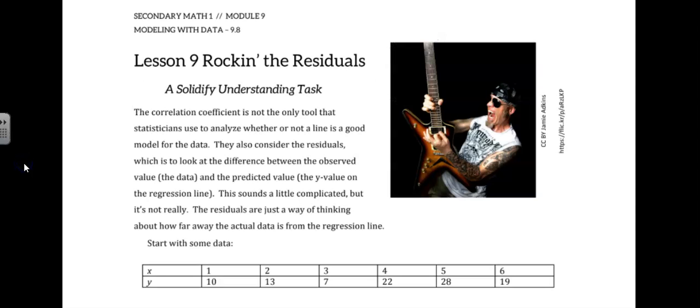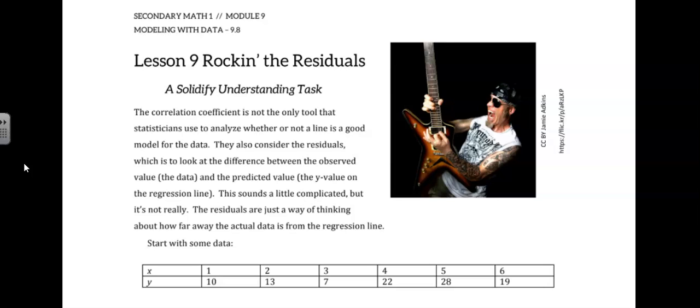The correlation coefficient is not the only tool that statisticians use to analyze whether or not a line is a good model for the data. They also consider the residuals, which is to look at the difference between the observed value, the data, and the predicted value, the y value on the regression line. This sounds a little complicated, but it's not really.